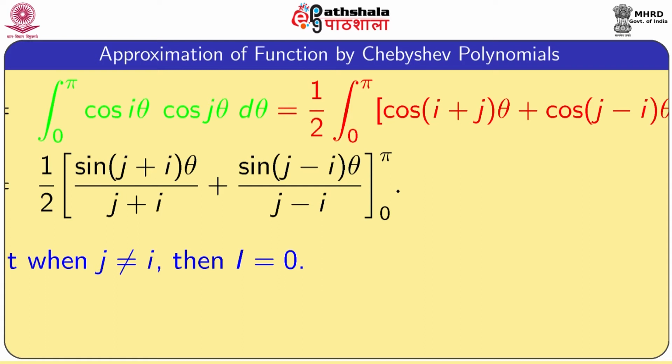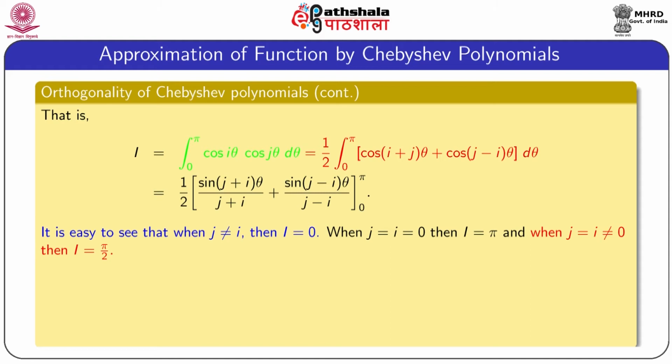Now it is easy to observe that when j and i are different, the value of this integration is 0, that means the value of I is 0. When j equals i equals 0, then from the green integral, we can easily show that I equals pi, and when j equals i but not equal to 0, then the value of the integration is pi by 2, and this is obtained from the red mark integration.